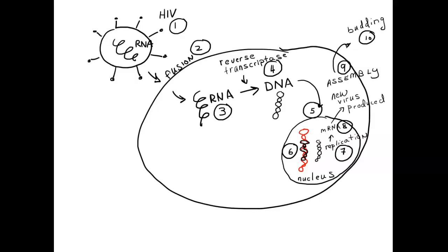The HIV virus can also insert itself into the host genome and can stay there as a provirus. And as a provirus, it is in the lysogenic phase, where it is just part of the cell's genome.